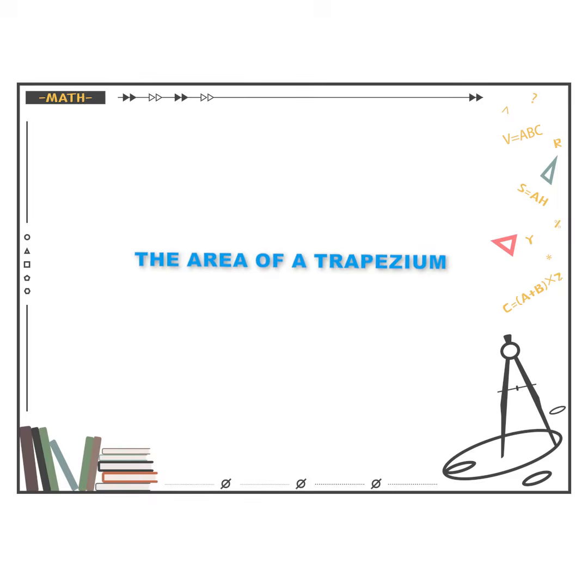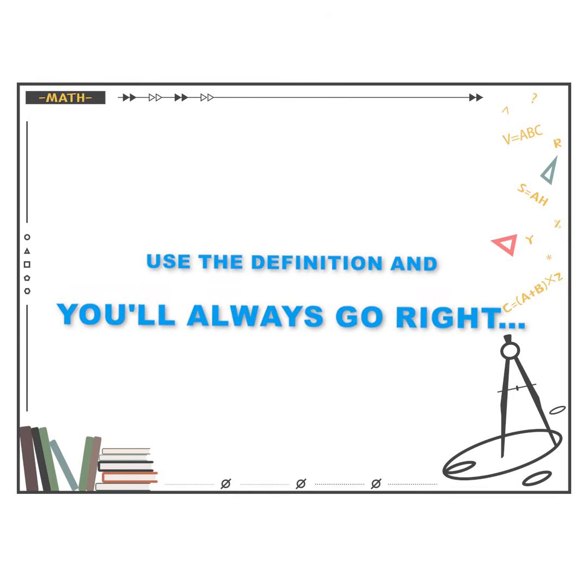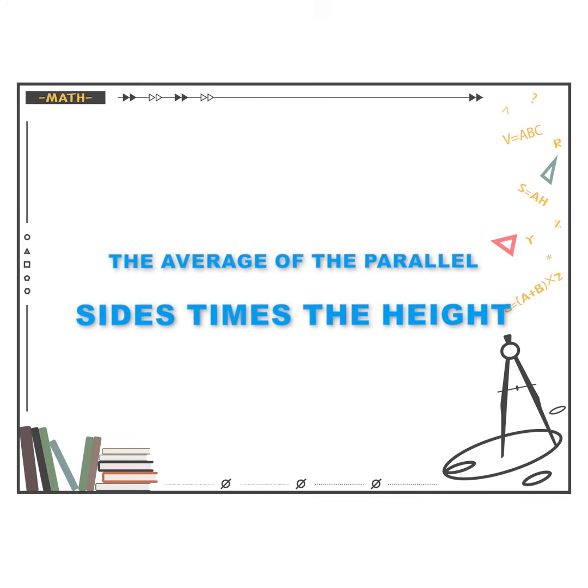The area of a trapezium can be tricky. Go by the formula and it might get sticky. Use the definition and you'll always go right. The average of the parallel sides times the height.